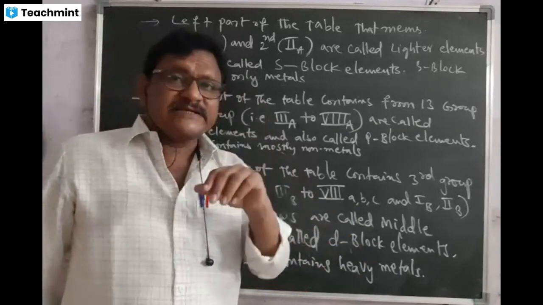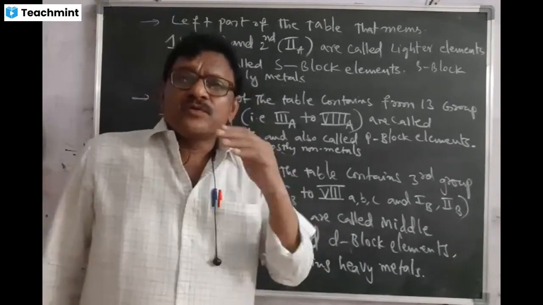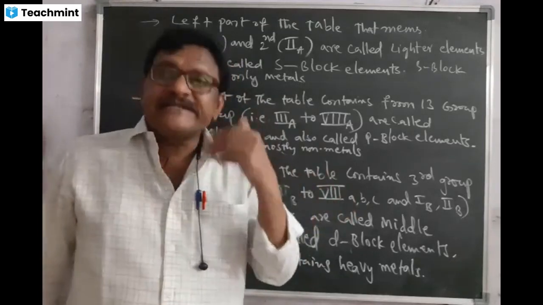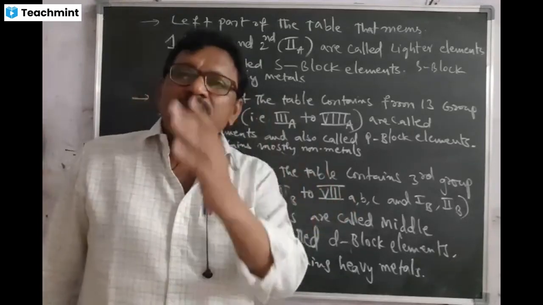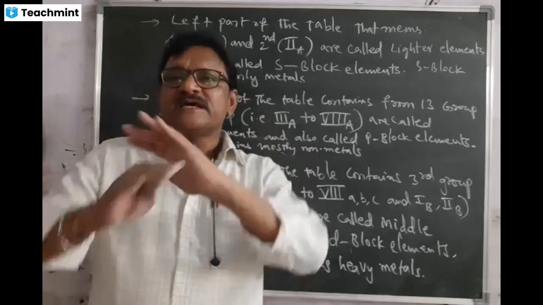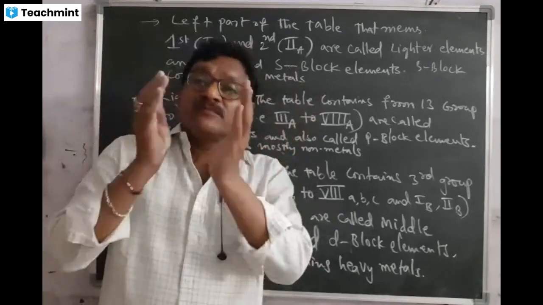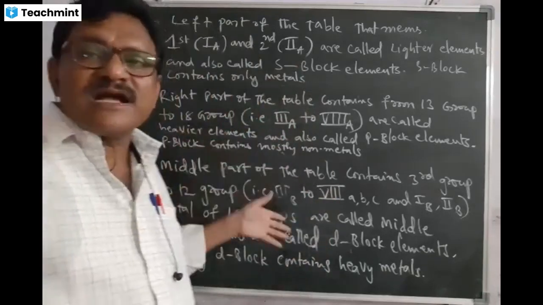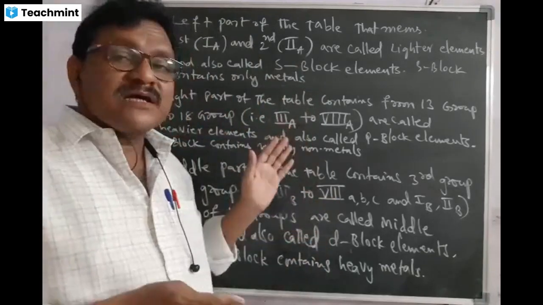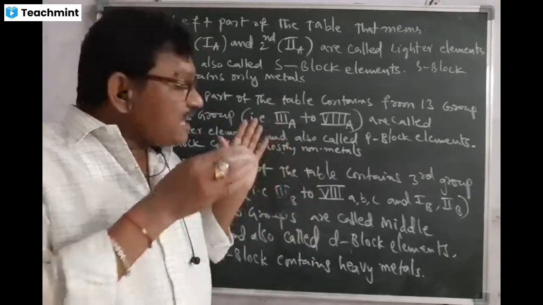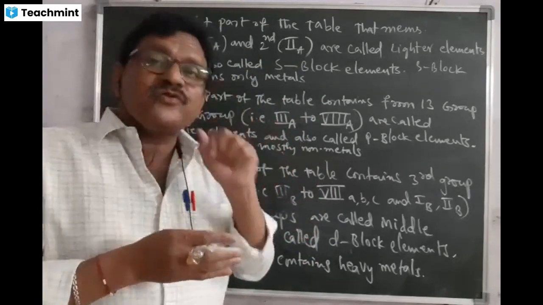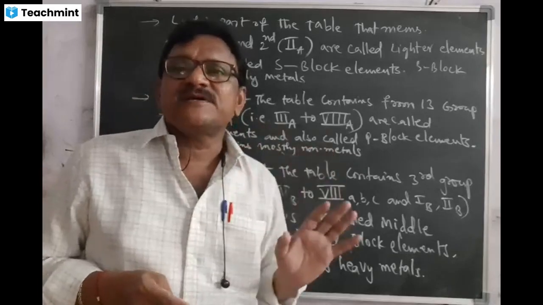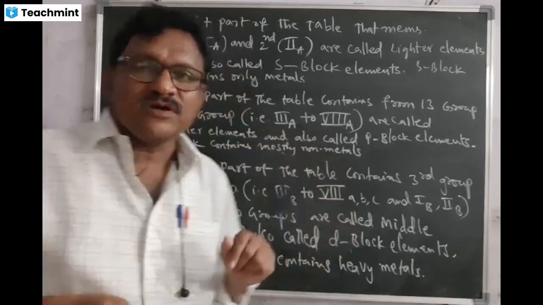That means in the periodic table, we have more than 118 elements. The majority of the elements, nearby 90 elements, are metals. A few elements are non-metals. That means among all the elements, more than 90 elements are metals, because S block are metals, D block are metals. But only the P block has a few non-metals. That means the majority of the elements in the table are nothing but metals. That thing you have to remember.